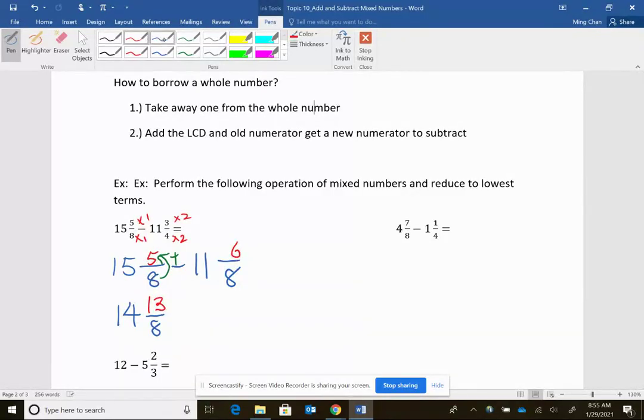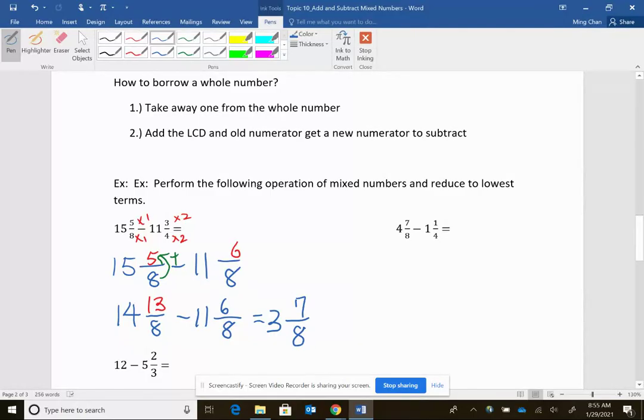So now I will use the 13 to subtract with the numerator 6. That will be enough to subtract. So 14 minus 11 is 3. The LCD is still 8. 13 minus 6 is 7. 7 over 8 cannot be reduced, so that's my answer. So my shortcut is to take the LCD and add it on to the old numerator.